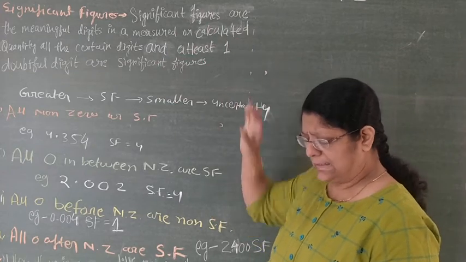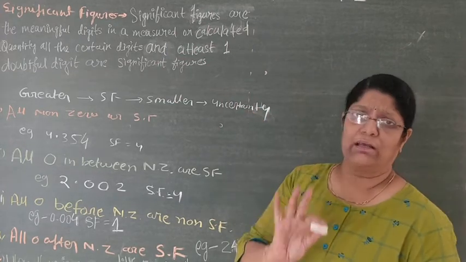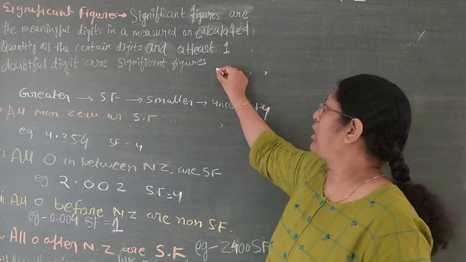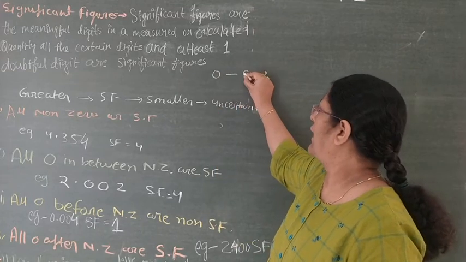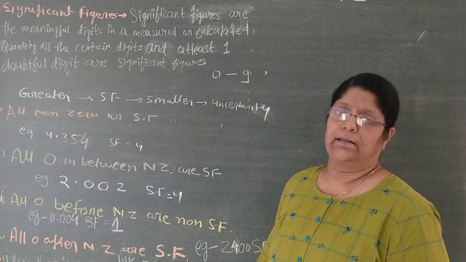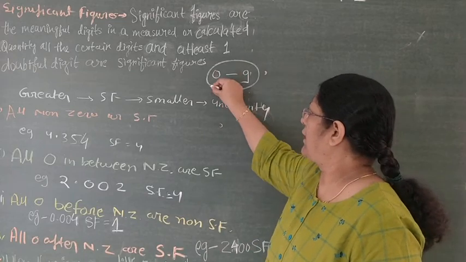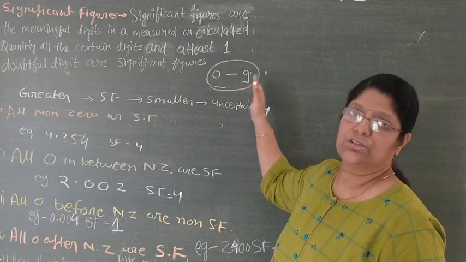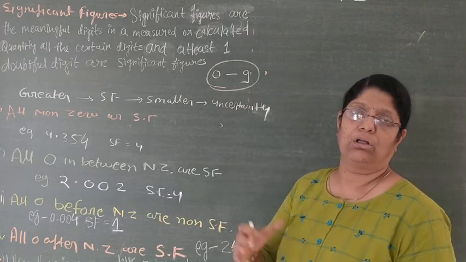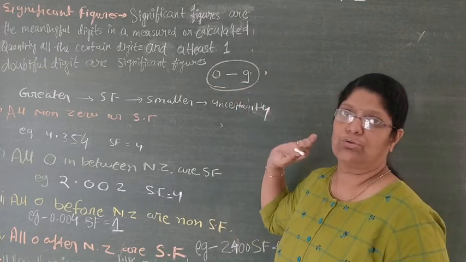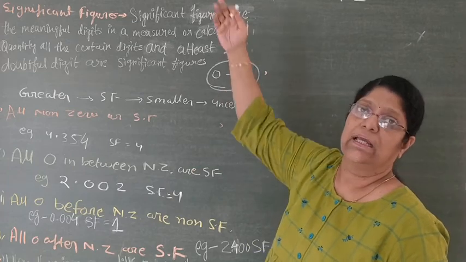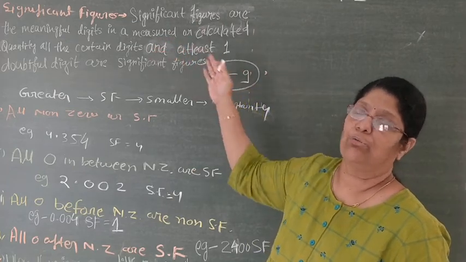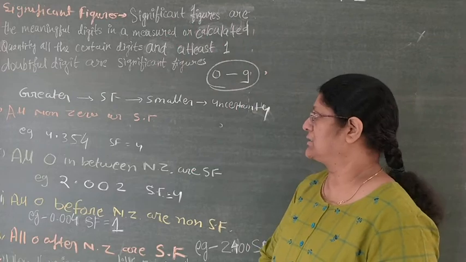Now, significant figure means whatever number we use, it always starts from 0 and goes to 9, and with this 0 to 9 we make our whole counting. Our whole counting depends on 0 to 9. So these 0 to 9 are the numbers which represent the significant figures.